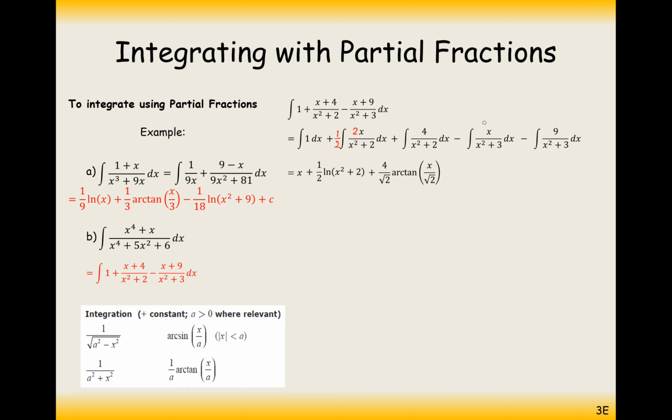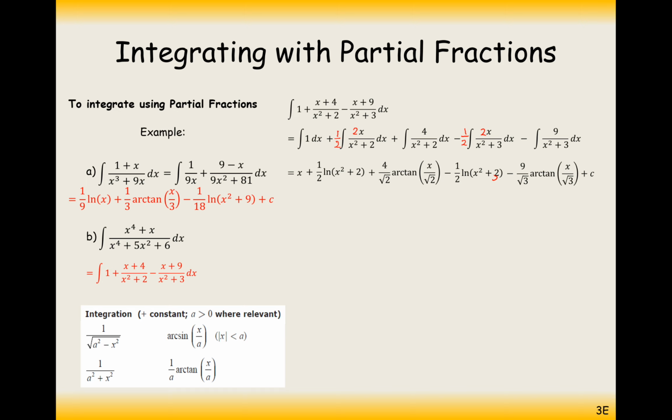The fourth integral is going to be another Ln integral. The differential of the bottom will be 2x, but I can't just create a 2 out of thin air. I need to balance it out with a half at the front. So it's going to be minus a half Ln x squared plus 3. Rather, that's a little typo there. And the final one will be another arctan integral, which will give us minus 9 over root 3 arctan x over root 3, because the a squared matches up with the 3. And then we can see what we're simplifying here.